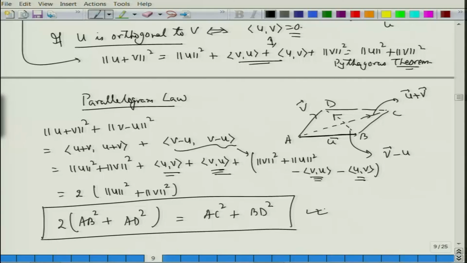Is that okay? So keep track of this part, that AB squared plus AD squared, look at the sides. The square of this is nothing but u squared. Similarly, the square of this is v squared. Twice of that is equal to the sum of the squares of the diagonals. Is that okay? So that's all for now. Thank you.